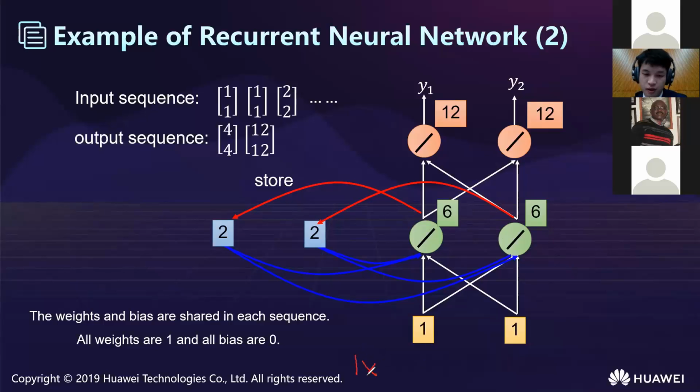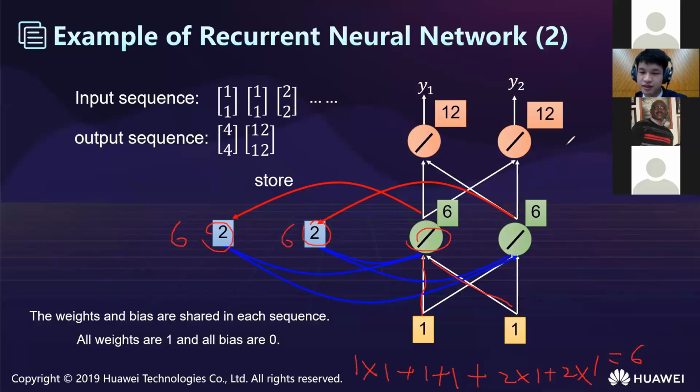Yeah, we can use 1 multiply 1, add 1 multiply 1, add 2 multiplied by 1. Yes, and 2 multiply 1, right? 2 multiply 1, 2 multiply 1. And then we will get 6 here, right? And then we update the memory cell from 2 to 6.